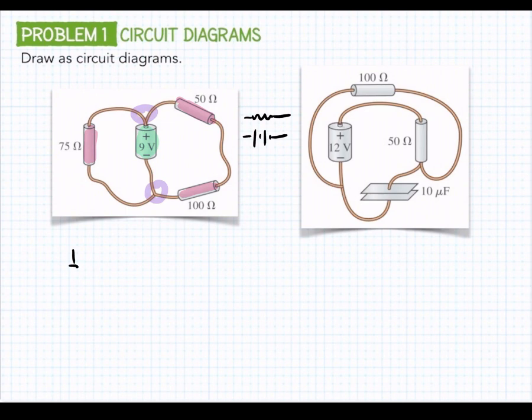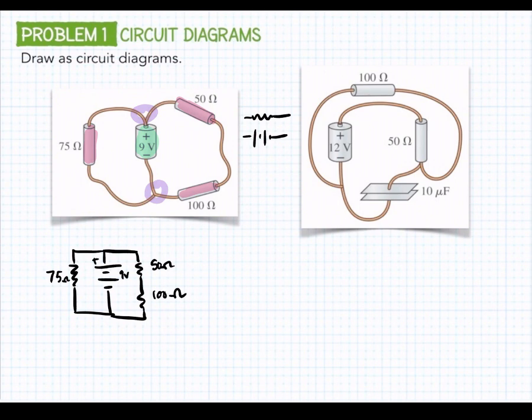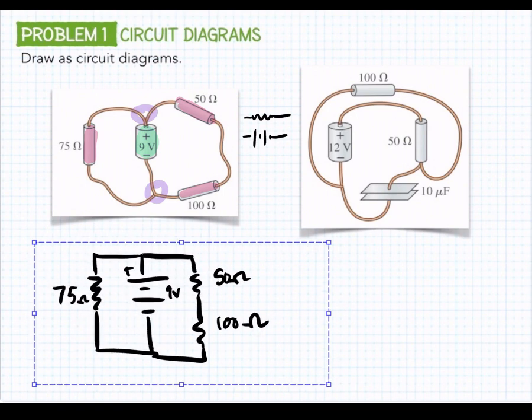So we first draw our 75 ohm resistor. Then we draw our battery, making sure the positive direction is the same in the circuit diagram as it is in the picture. And then we're going to draw our two resistors that are in series, so 50 ohms and 100 ohms. Okay, and here's our 9-volt battery with a positive side here. Now, we need to blow this up so you can see it better.